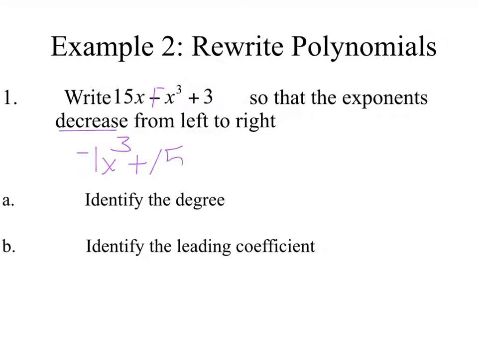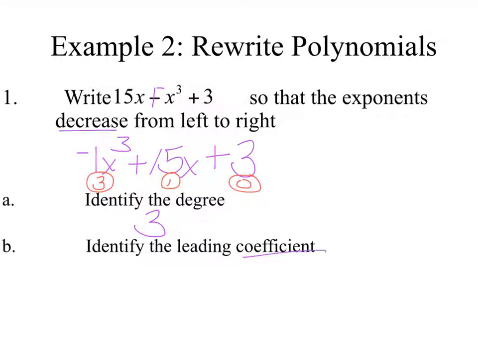The 15x comes next because it has an exponent of 1, and the 3 goes at the end because it does not have an exponent. In order to identify the degree, we have to identify the degree of each piece. So this first piece has degree 3, because there are 3 x's. My second piece has degree 1. My last piece has degree 0. The degree of the entire polynomial is the highest of those pieces, which is 3.